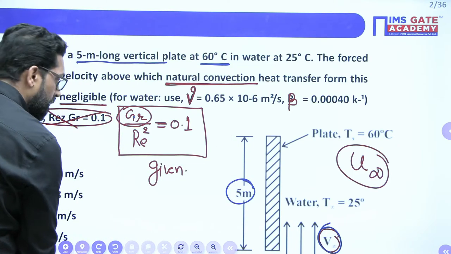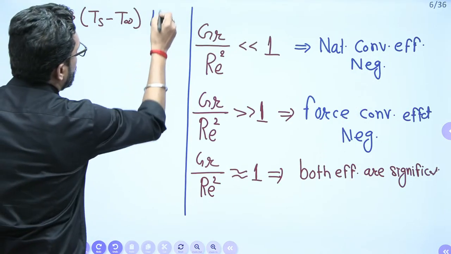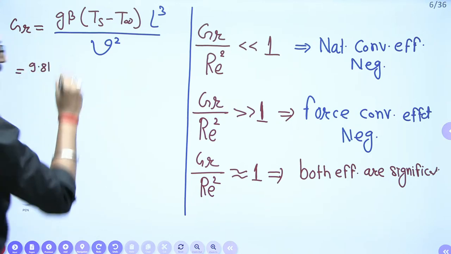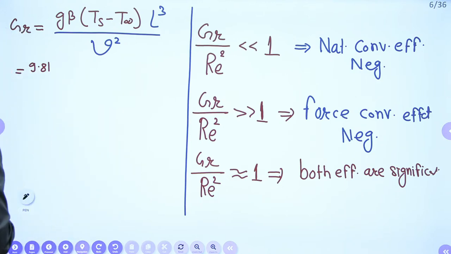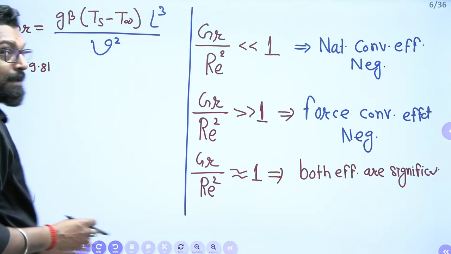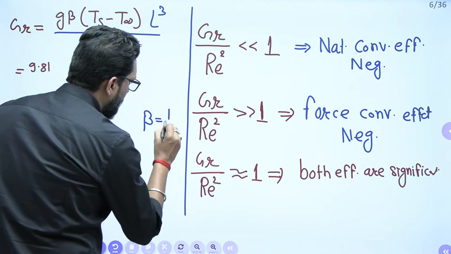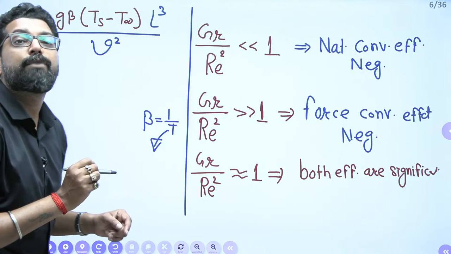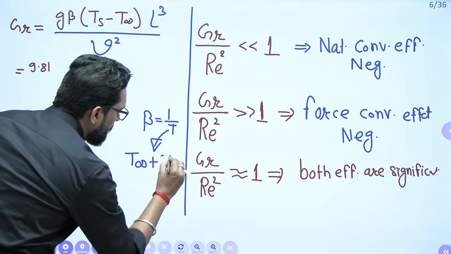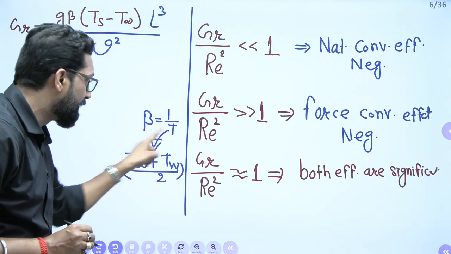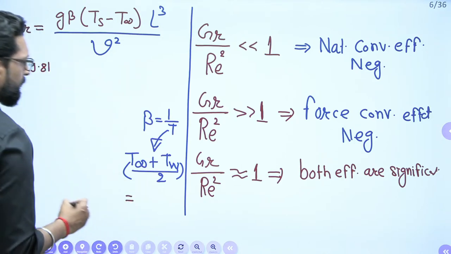Gr = g β (Ts − T∞) L³ divided by kinematic viscosity squared. Now put in all the values: 9.81. What is beta? First we calculate beta. Beta is 1 upon T, and T is the film temperature of the fluid, that means T infinity plus T of the wall divided by 2. Put it in Kelvin, then you can calculate beta.